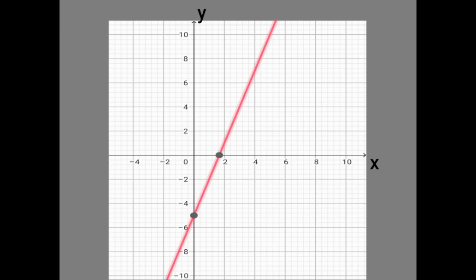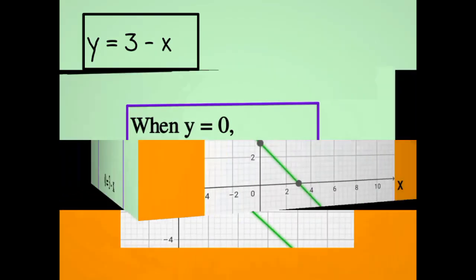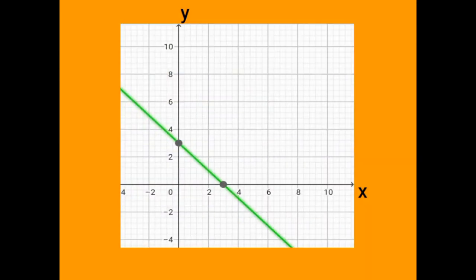Now let's draw the graph for y equals 3 minus x. So when x equals 0, y equals 3, and when y equals 0, x equals 3. So this line graph crosses the x-axis at 3 and the y-axis at 3. The graph shown here is the graph for y equals 3 minus x.